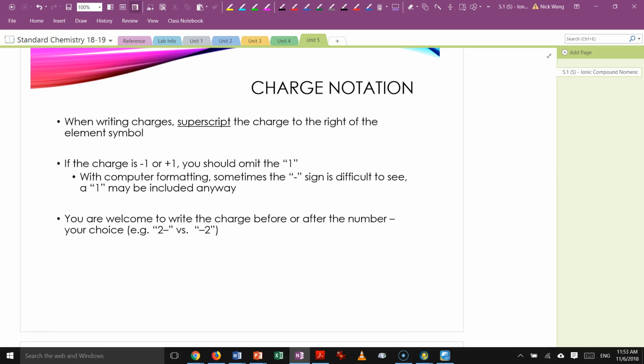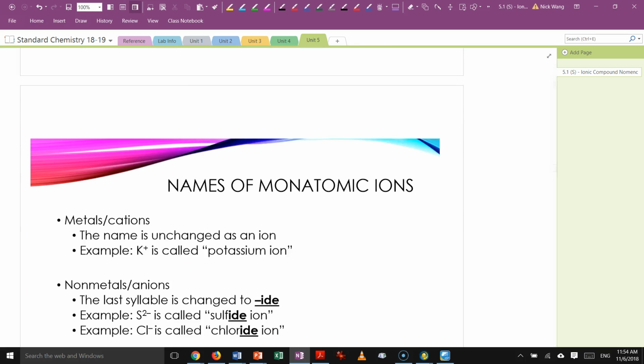All right, quick note on charge notation. Remember that the charges are superscripts at the top right. If the charge is -1 or +1, you can omit the 1. You don't have to if you don't want to, but you probably should. Sometimes with computer formatting, a negative sign is hard to see, so sometimes I include a 1 anyway, but when you write it out, you should only include a positive or negative sign. You're also welcome to write the charge before or after the number. The choice is yours. So 2- or -2, they mean the same thing.